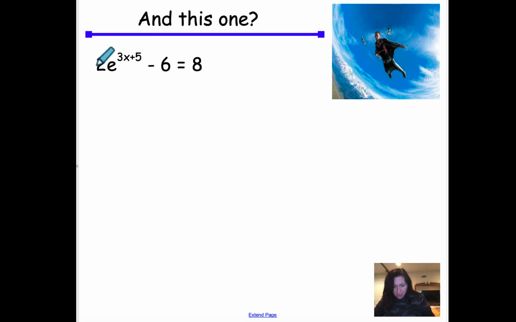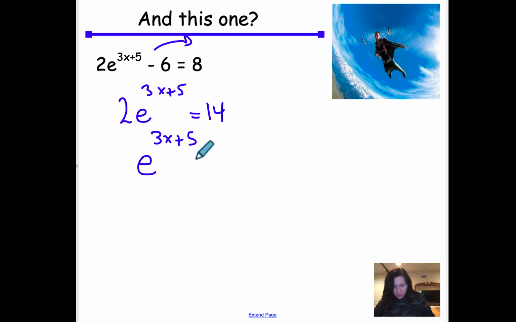Same thing. You're just manipulating this and undoing everything. First thing I'm going to do is move that 6 over. I get 2e to the 3x plus 5 equals 14. I'm going to divide by 2. So now I have e to the 3x plus 5 is equal to 7. And now we're trying to solve for x.